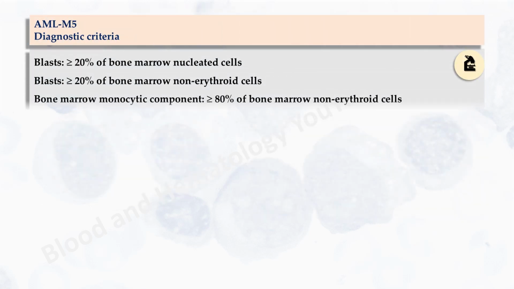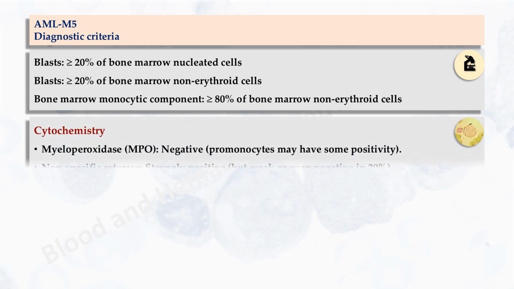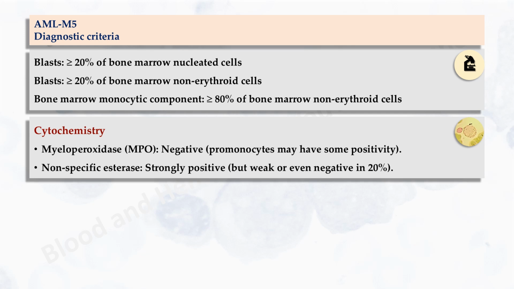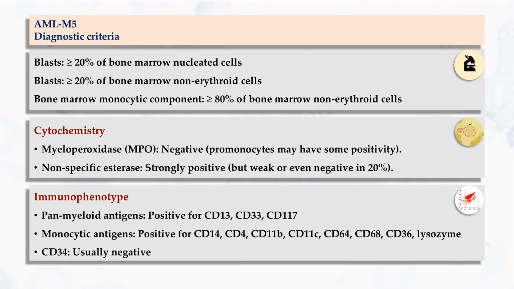In AML-M5, blasts comprise 20% or more of bone marrow nucleated cells and 20% or higher of bone marrow non-erythroid cells. Bone marrow monocytic component comprises 80% or more of non-erythroid cells. In M5 subtype, myeloperoxidase stain is negative, and nonspecific esterase is strongly positive, but is weak or even negative in 20% of cases. AML-M5 cells are positive for the pan-myeloid and monocytic antigens. CD34 antigen is usually negative.